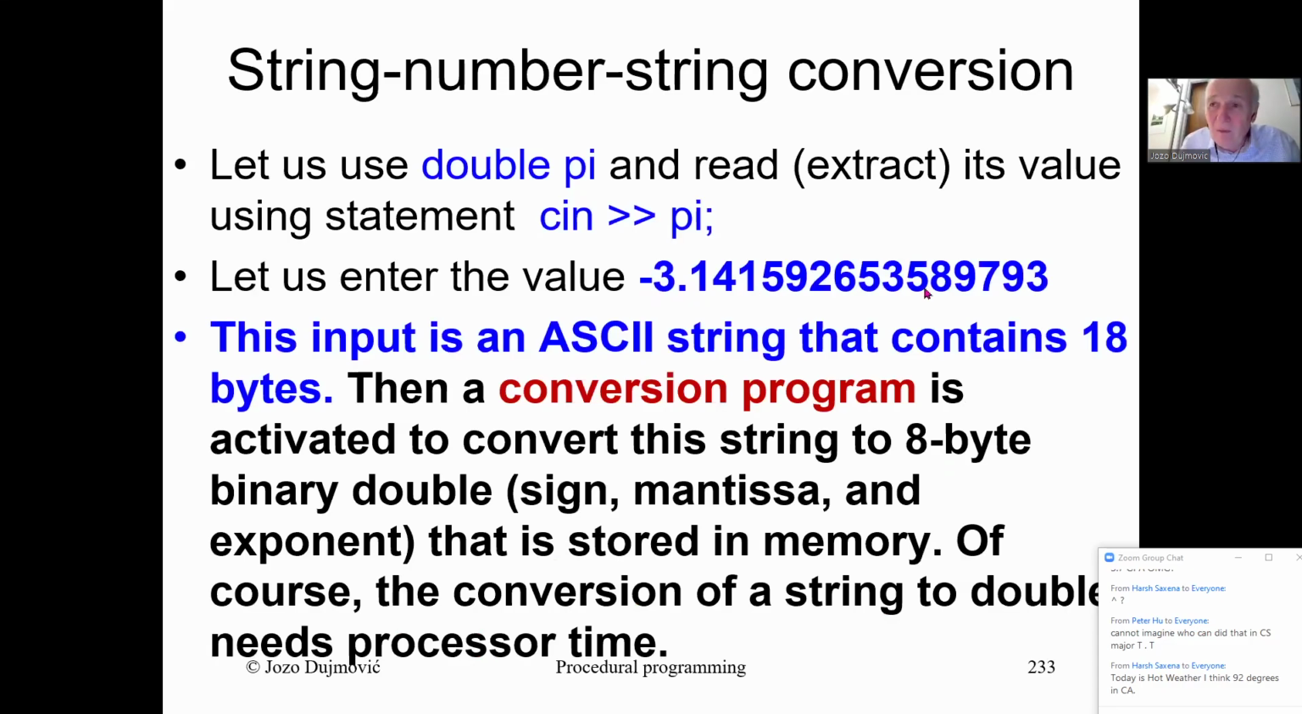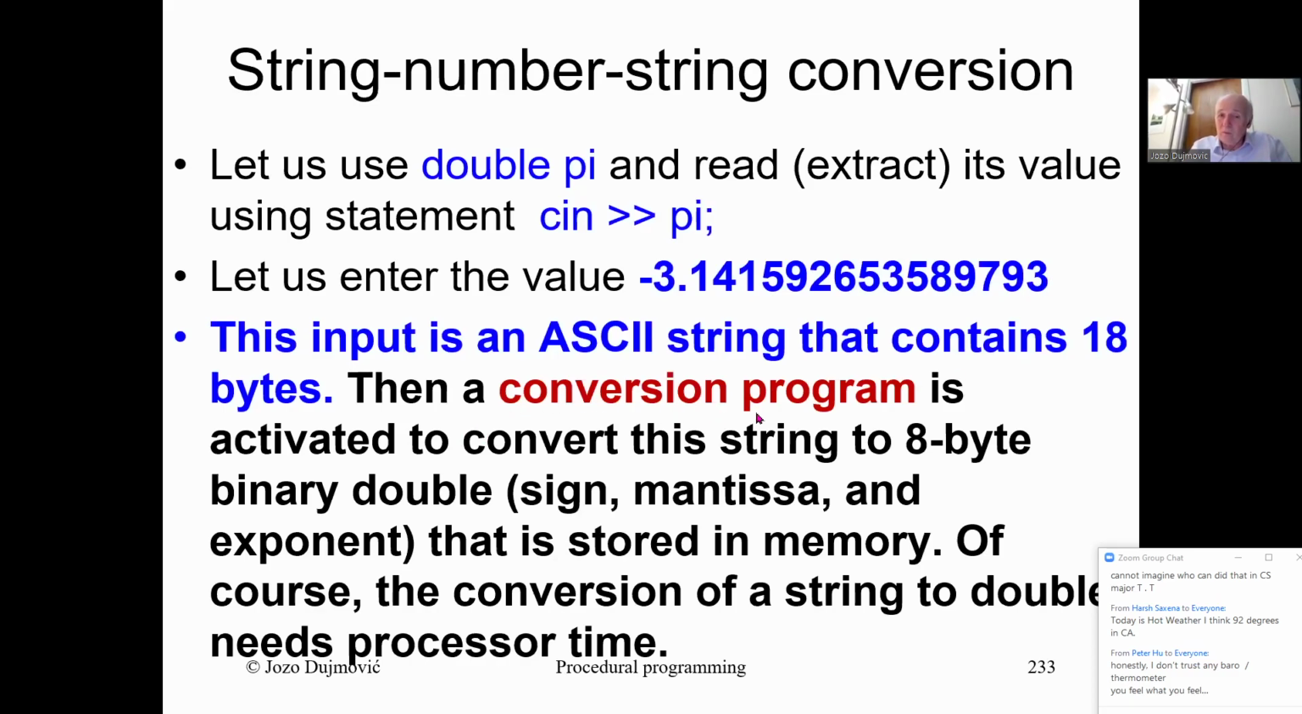So how many bytes do I have here? 18, count them: 1, 2, 3, 4, 5, 6, 18. What is this one? This is ASCII 1. ASCII 1 is 49. Okay, so this is also 49, etc. So you have a string of 18 bytes.